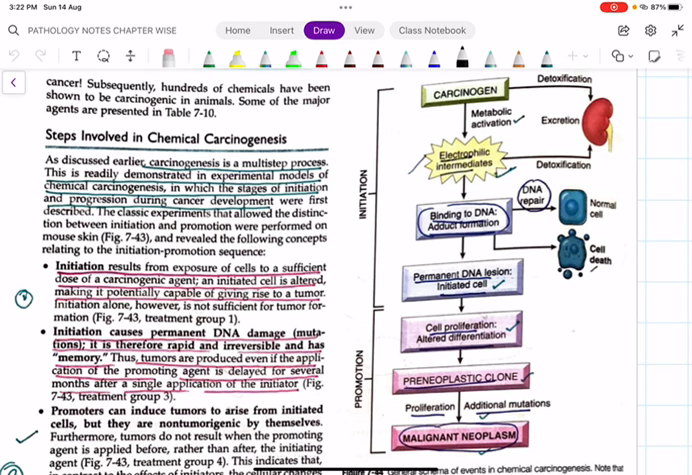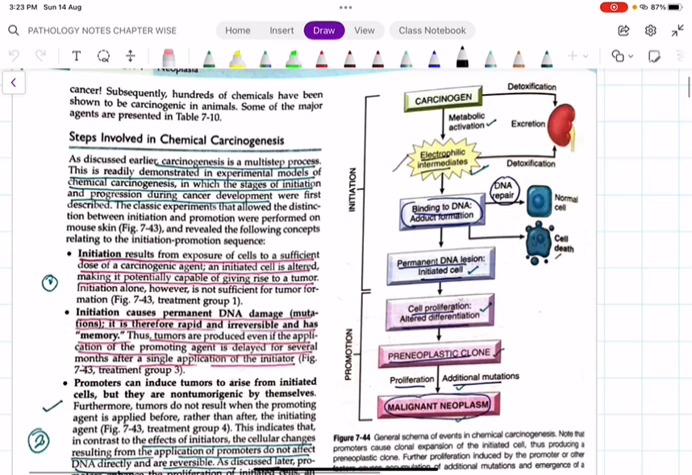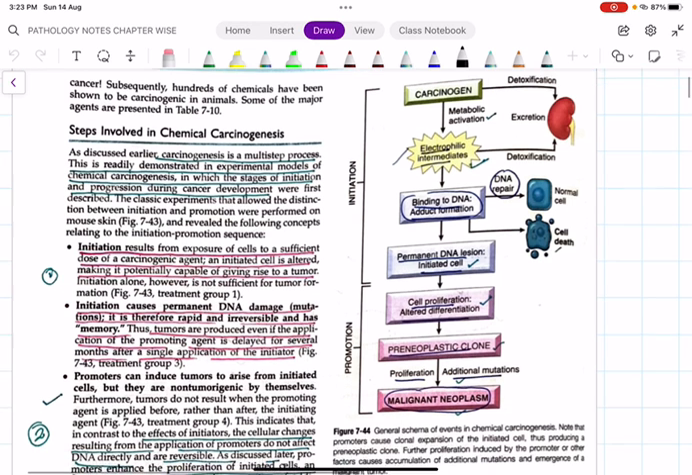Carcinogenesis is a multi-step process. There are some sequences. Suppose you or I are exposed to a carcinogen, we don't develop malignancy or any such thing in a very short period of time. It will take a long duration. That means there is some mechanism responsible for the malignant neoplasm to develop after being exposed to a carcinogen.